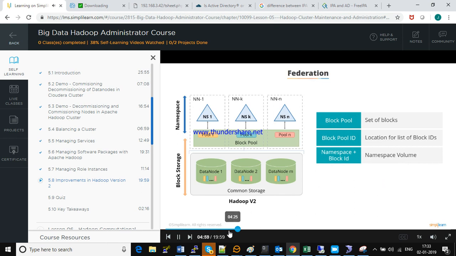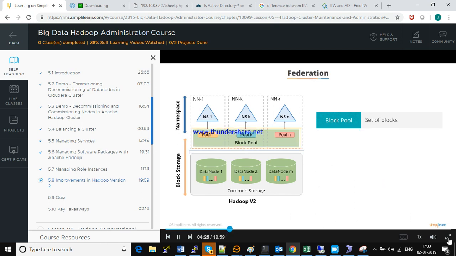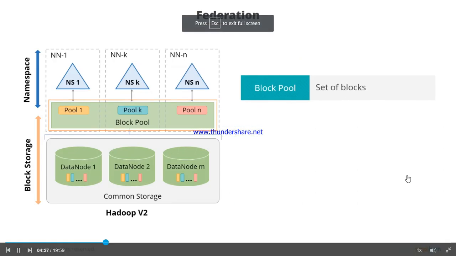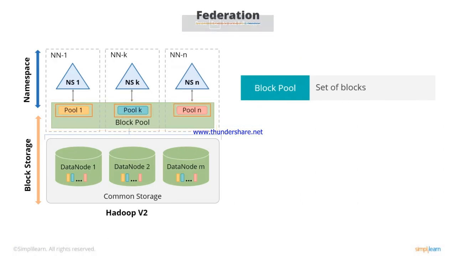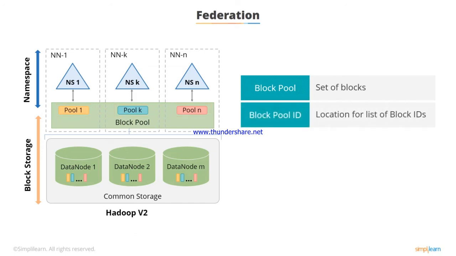The data nodes store the blocks of all the block pools in the cluster. Each block pool is managed independently of the others. This enables a namespace to generate block IDs for new blocks without having to coordinate with the other namespaces. The list of block IDs can be viewed under Block Pool ID in the data path. If any of the name nodes fail, the data node still continues to serve other name nodes in the cluster.